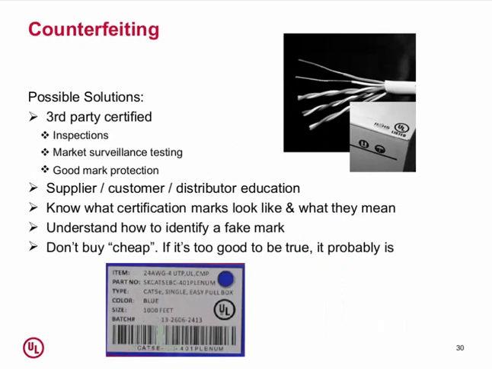Possible solutions. One is to use a certification organization, like UL, or in the case of category cabling, ETL. Look for things that are third-party certified. That third-party certification means that organization is inspecting the products, they're doing market surveillance, and generally they have a reputation associated with their mark, so there's good mark protection.